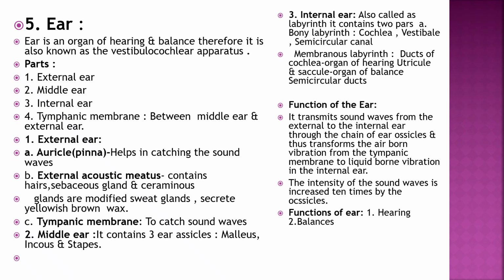For hearing, it transmits sound waves from the external to the inner ear through the chain of ear ossicles and transforms the airborne vibration from the tympanic membrane to liquid borne vibration in the internal ear. The intensity of the sound waves is increased 10 times by the ossicles, and this is carried to the brain through the auditory nerve, and then finally we can hear the sound.